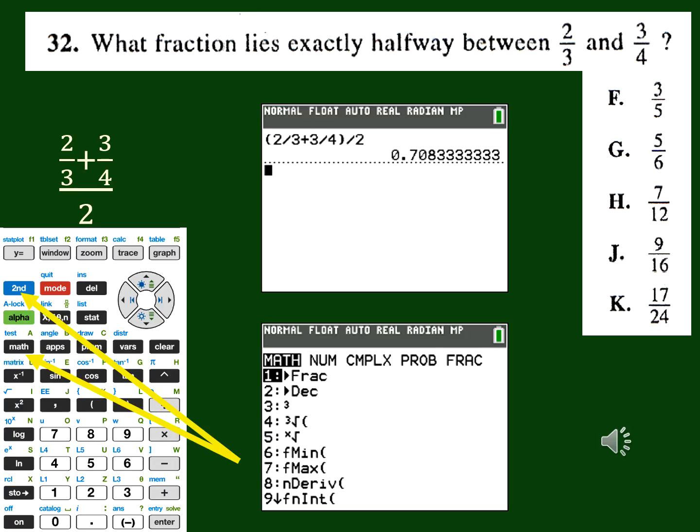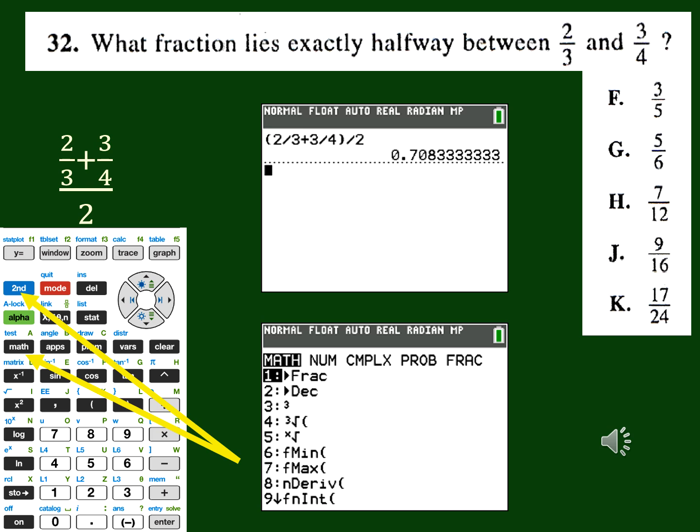So a couple of things I'll point out with this. On the top screen of the calculator, I did 2/3 plus 3/4 divided by 2. And all I did to do that is I put the fractions in parentheses and I entered the fractions with divided by. So 2 divided by 3 plus 3 divided by 4. Then I divided everything by 2. Now, of course, the calculator gives you a decimal answer.